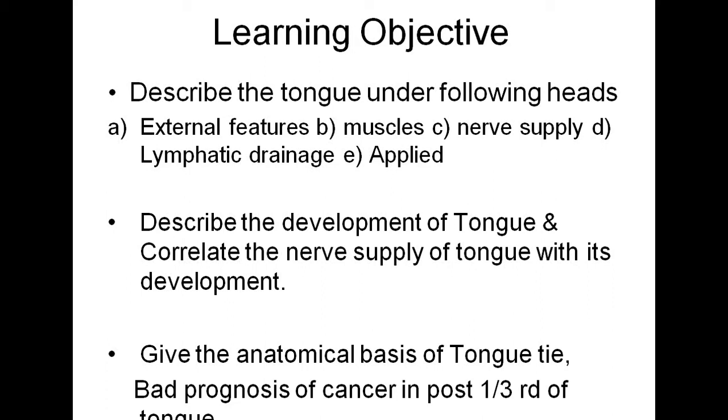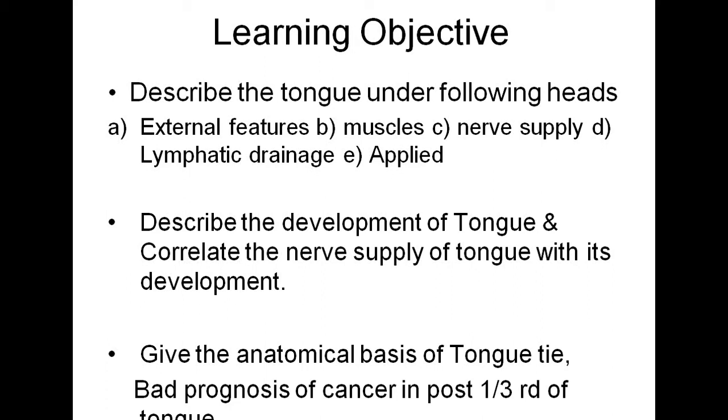At the end of the lecture, the student should be able to describe the development of the tongue and correlate its nerve supply to the development. And you should be able to specify the anatomical basis of the tongue tie and the bad prognosis of the cancer when it is seen in the posterior one-third part of the tongue.